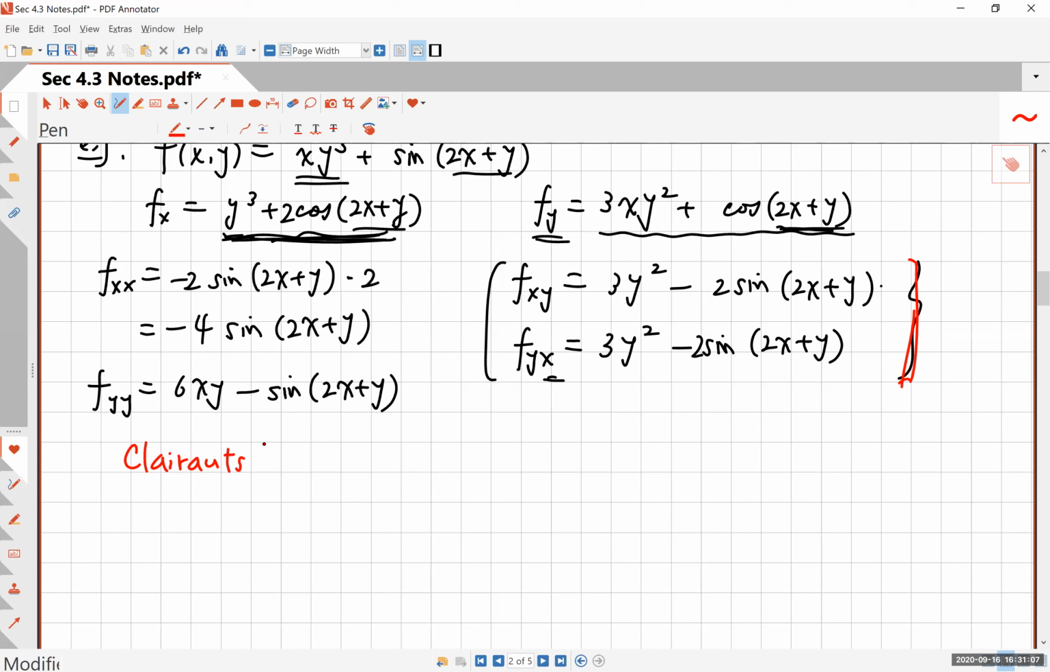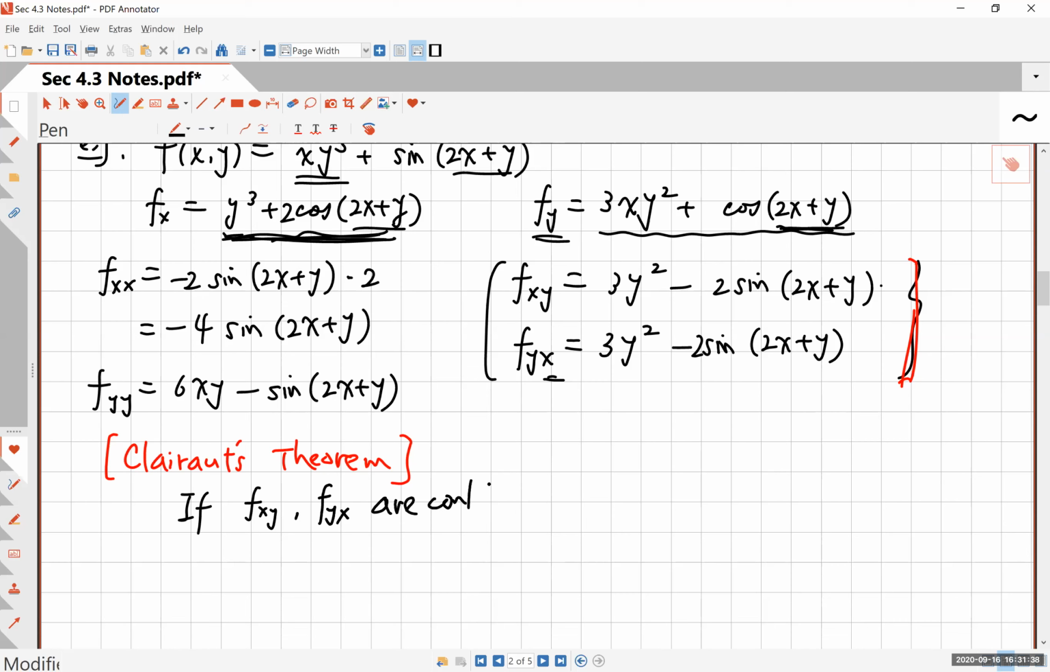It's a Frenchman, and his name is, I'm not going to pronounce it correctly, something like Clairaut's theorem. The French people pronounce their R in a way that I can't possibly pronounce. It's like Clairaut's theorem, I don't know how you pronounce it. But his theorem actually proves that these are always, or almost always, equal to each other, if f_xy and f_yx are both continuous.